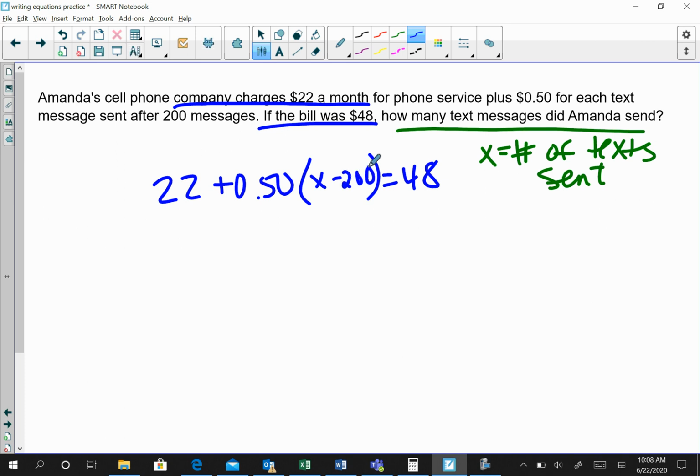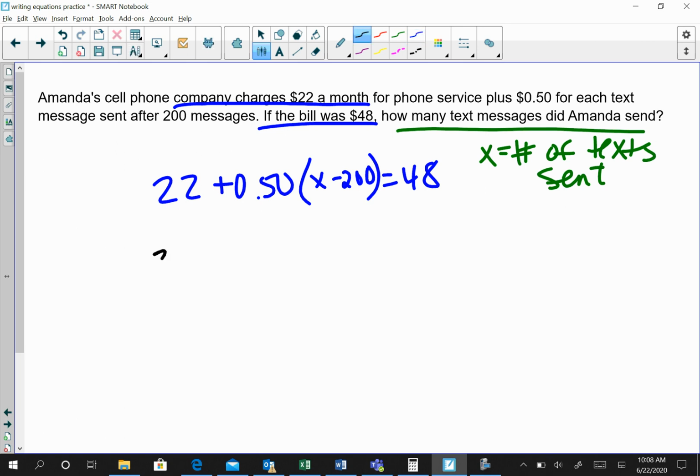Now we would only use this if the monthly bill exceeded $22. If the monthly bill did not exceed $22, then she didn't send 200 text messages. Here, the monthly bill was $48, so she did exceed the 200 messages. From here, I'm going to solve for x.